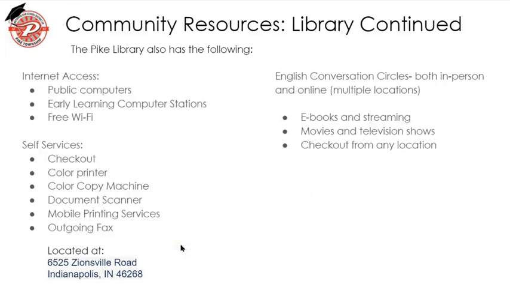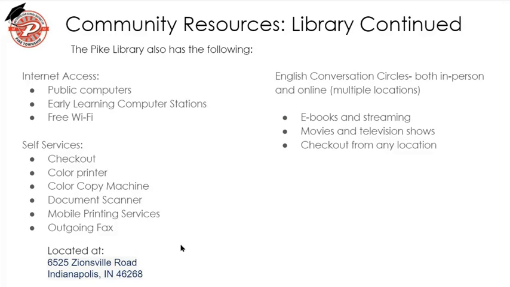Some more things you can do at the library. It has internet access. They have public computers, and they also have free Wi-Fi. You can kind of check out some things. They have a color printer, a copy machine, a document scanner, some mobile printing services, and an outgoing fax.